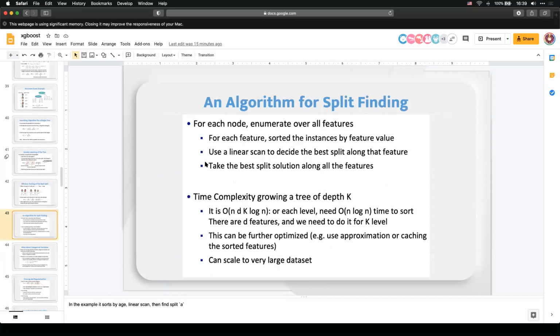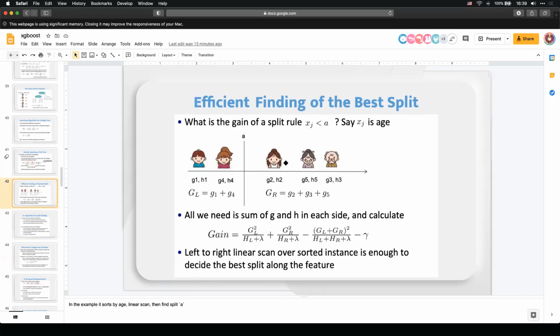So here we have the age of these examples. We sort them from lowest to highest, and then we propose a split. We call this split A. This split A will divide this feature into two sets, basically the left part of the tree and the right part of the tree. All we need to do is substitute the G and H into this, and then we can figure out the gain.